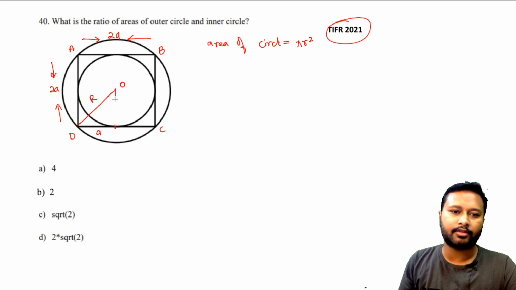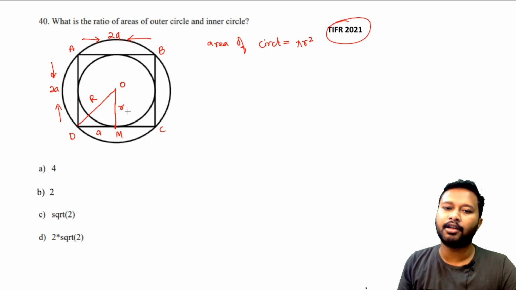And if I join this O to this point, let's call it M. So if I join OM, this is going to be the radius of the smaller circle. Let's call it small r. So capital R is the radius of the bigger circle, small r is the radius of the smaller circle. I have just made a triangle, and now I can find out a few things.